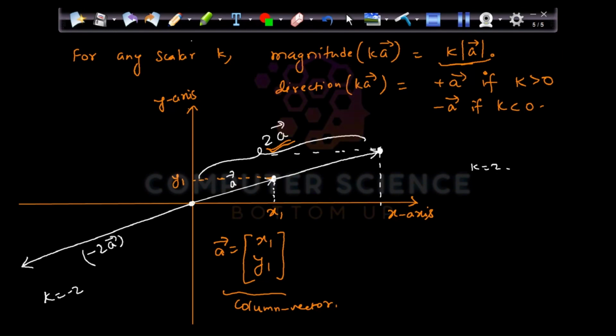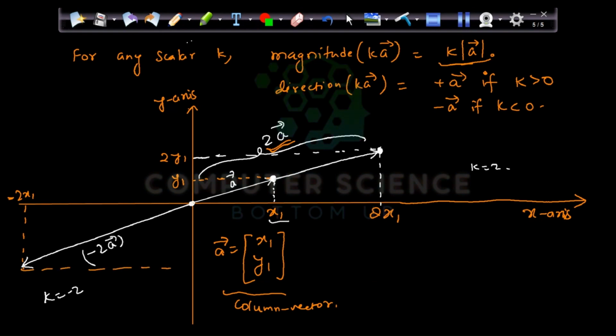You will find that if this was x1 and you had applied 2 into a vector, then this coordinate is nothing but the new x coordinate after 2 into a vector. The x coordinate is 2x1 and the y coordinate is 2y1. Similarly, here the x coordinate will be minus 2x1 and the y coordinate will be minus 2y1.